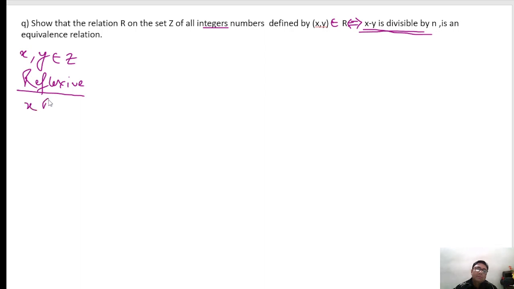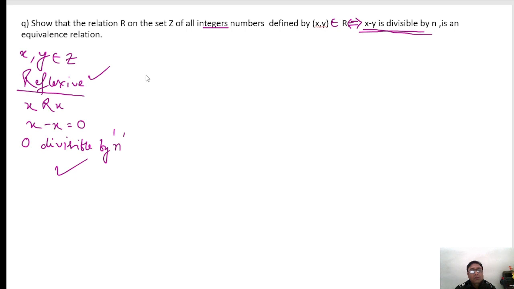Which is x R x. So x minus x, which is coming 0. So is 0 divisible by n? Yes, it's correct. So reflexive is correct.